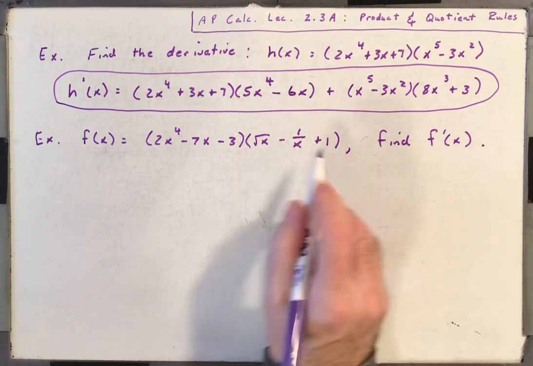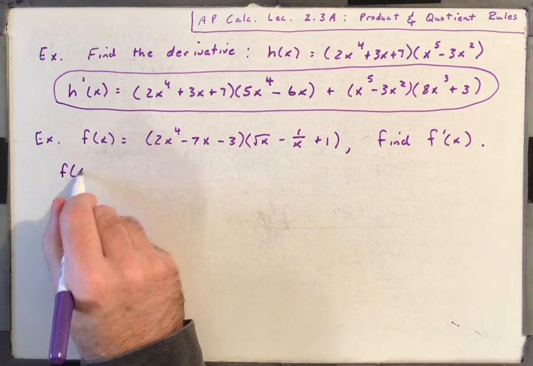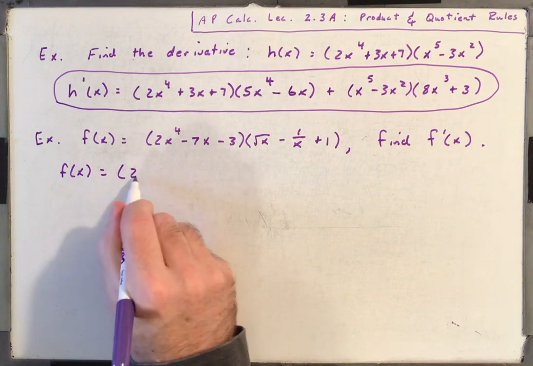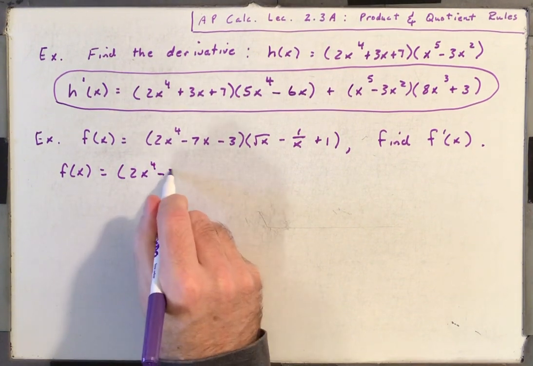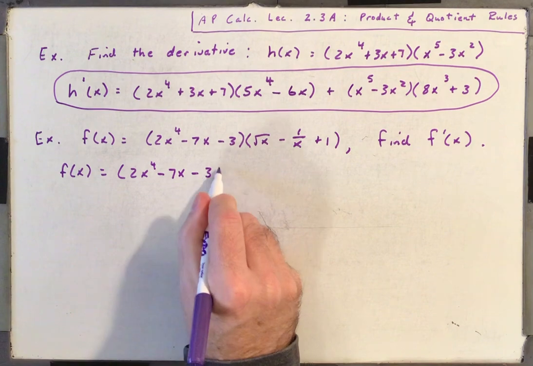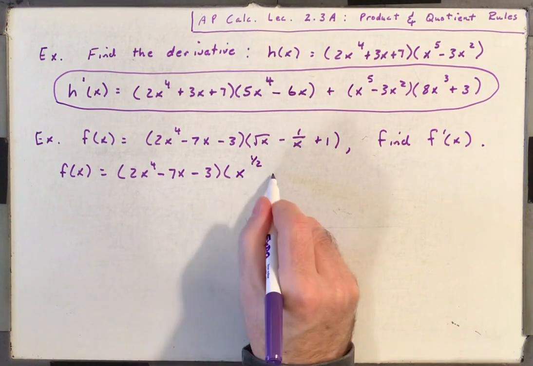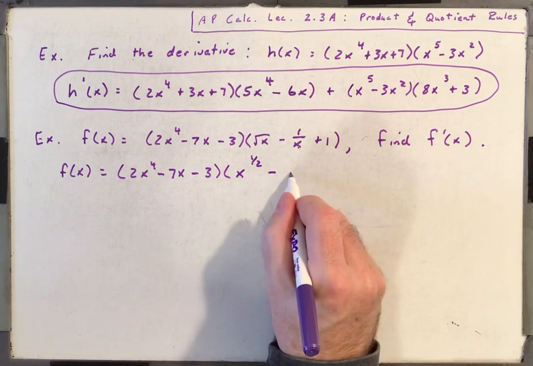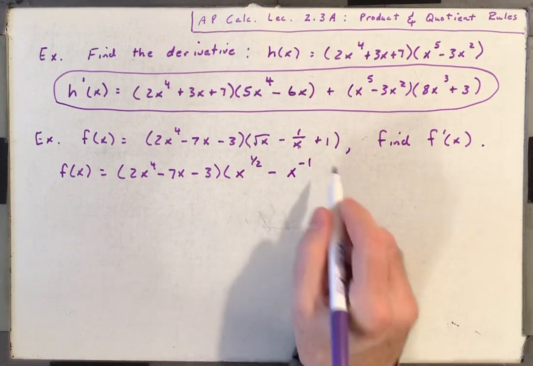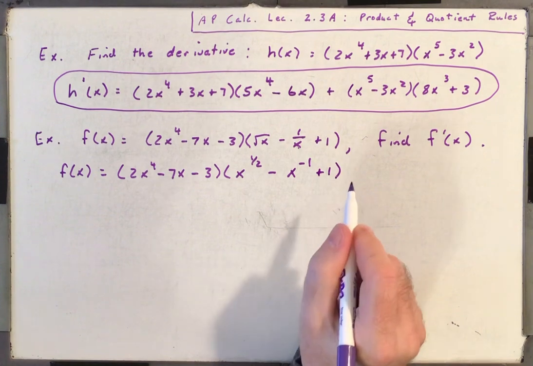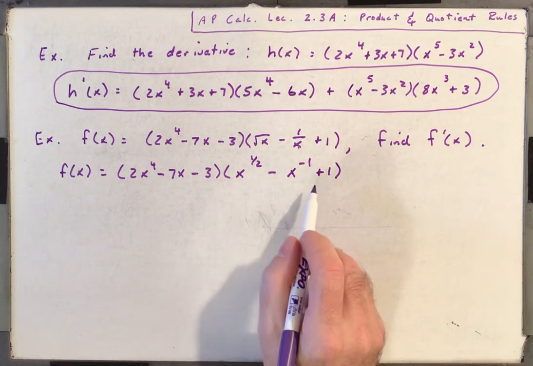Okay, let's rewrite the second term. So we've got 2x to the fourth minus 7x minus 3. It's easier if we call that x to the 1/2. And 1 over x is the same as x to the minus 1. So now it's much easier to take the derivative of this second term.